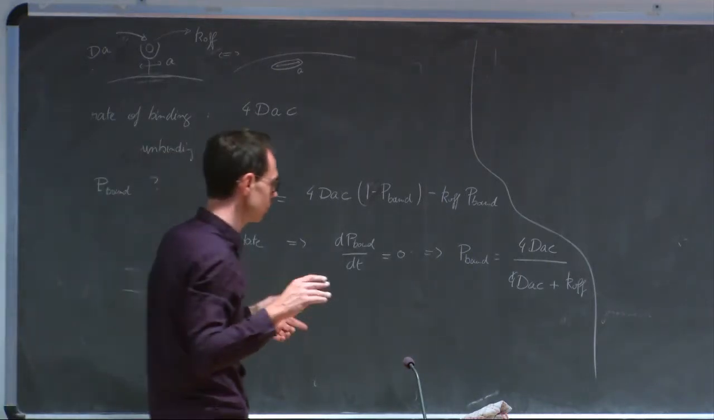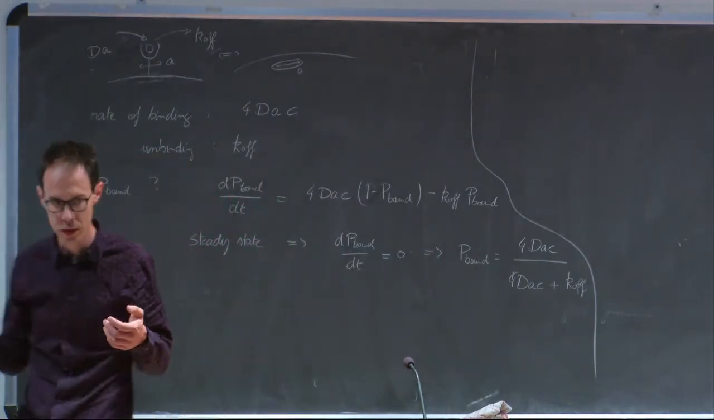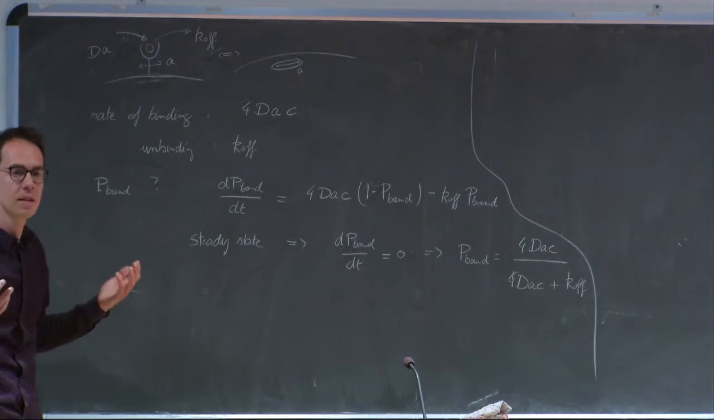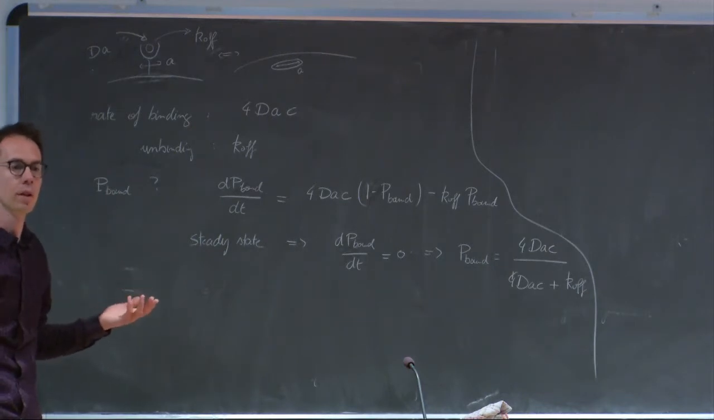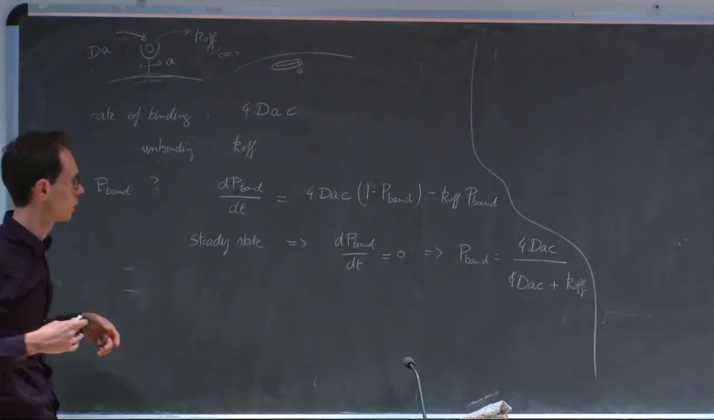You can view it in a Bayesian way, or in a maximum likelihood way. The receptor sees whether it's bound or not. That's all it sees, okay? But what the cell wants to know about is the concentration.